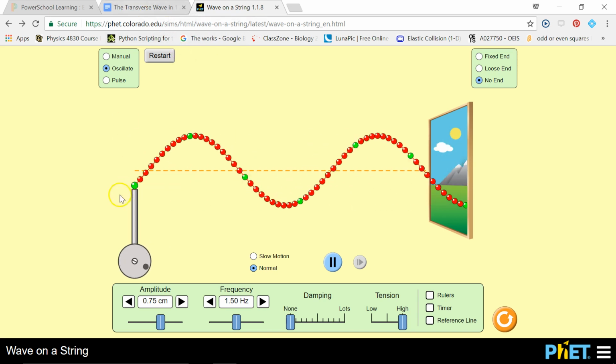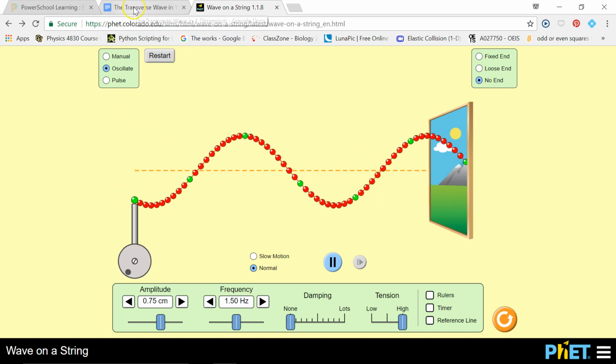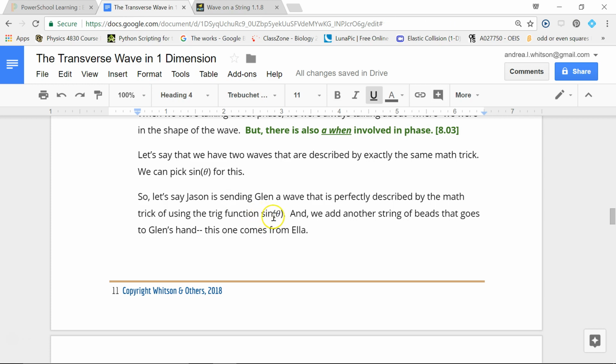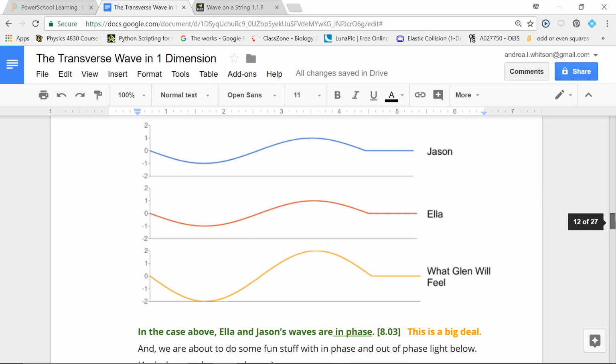So Ella is going to use exactly the same function, sine theta, that Jason is. And if Jason and Ella are using exactly the same sine theta, then they both are producing the same wave, and what Glenn will feel will be twice. It will be the addition of both the waves. What this is called, when it's perfectly aligned like this, is called in phase, and that is an important concept.